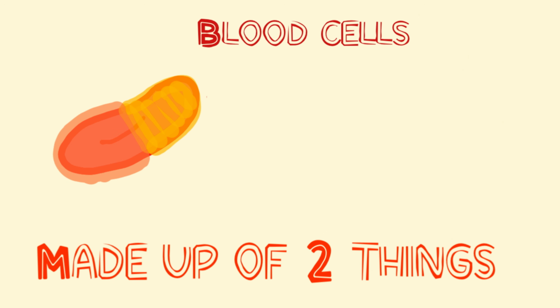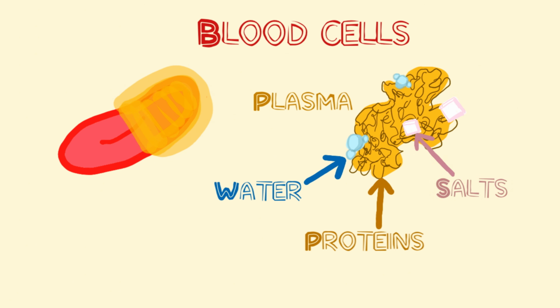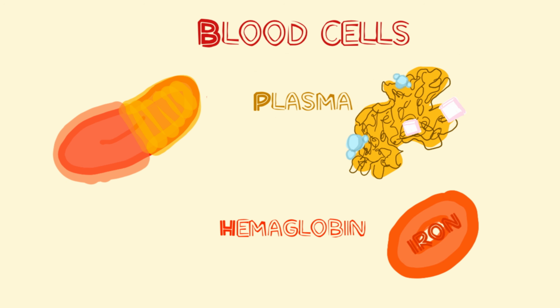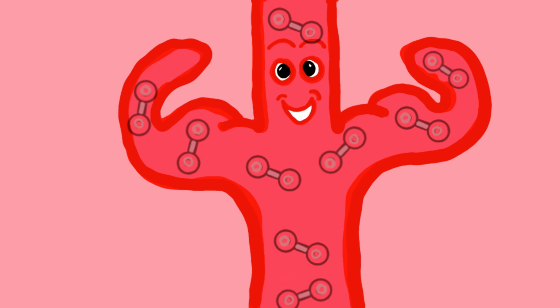Blood cells are composed of mostly two substances, plasma, which is proteins, water, and salts, and hemoglobin, which is mostly iron. Through pressure, each hemoglobin molecule can bind up to 4 oxygen molecules and then release. And this is how we deliver oxygen to all of the cells in our body.